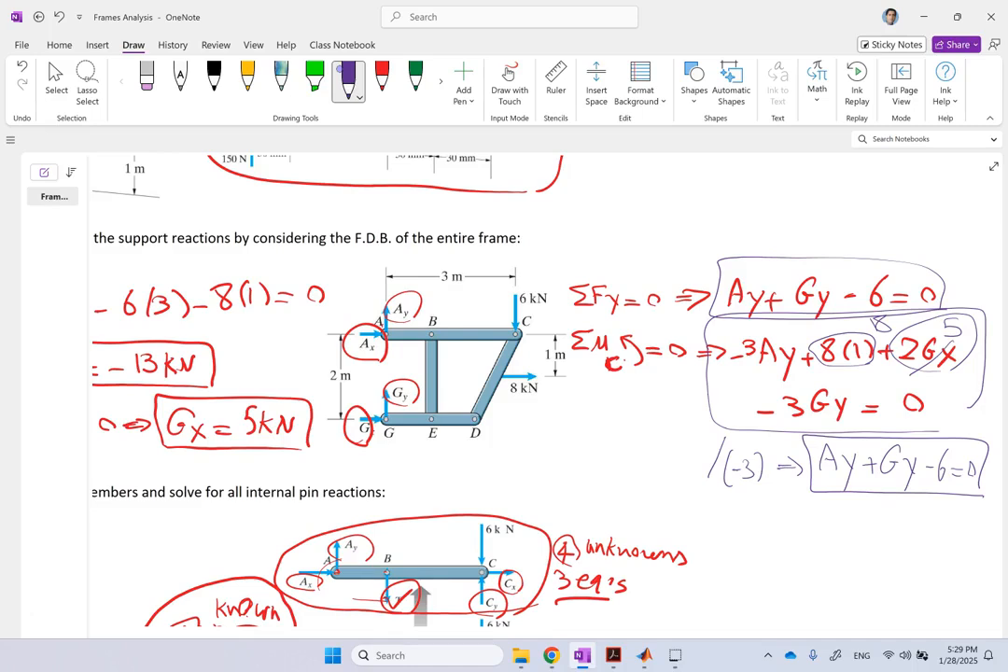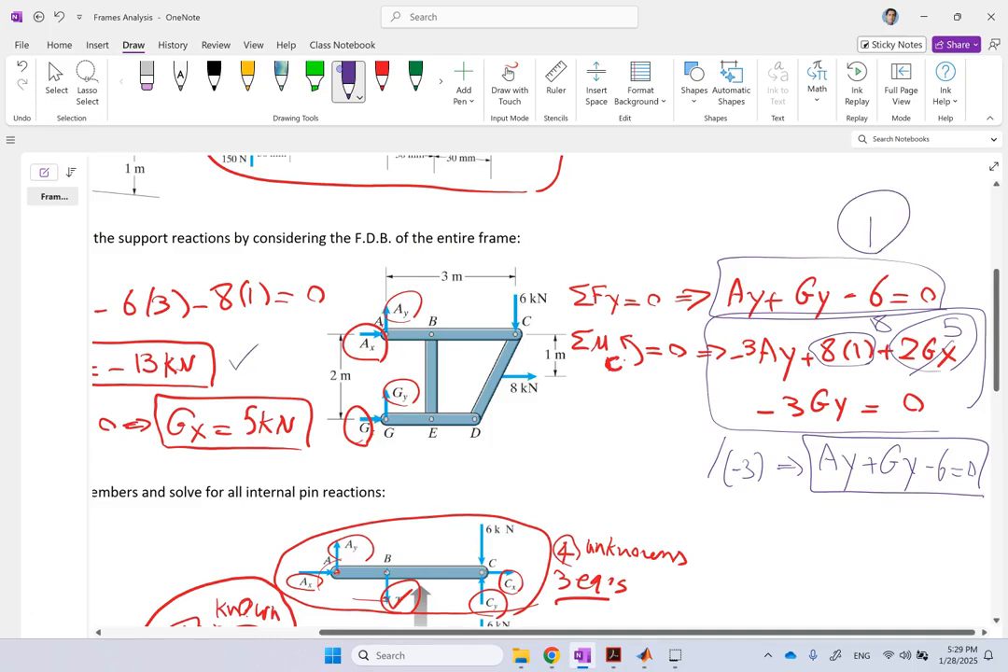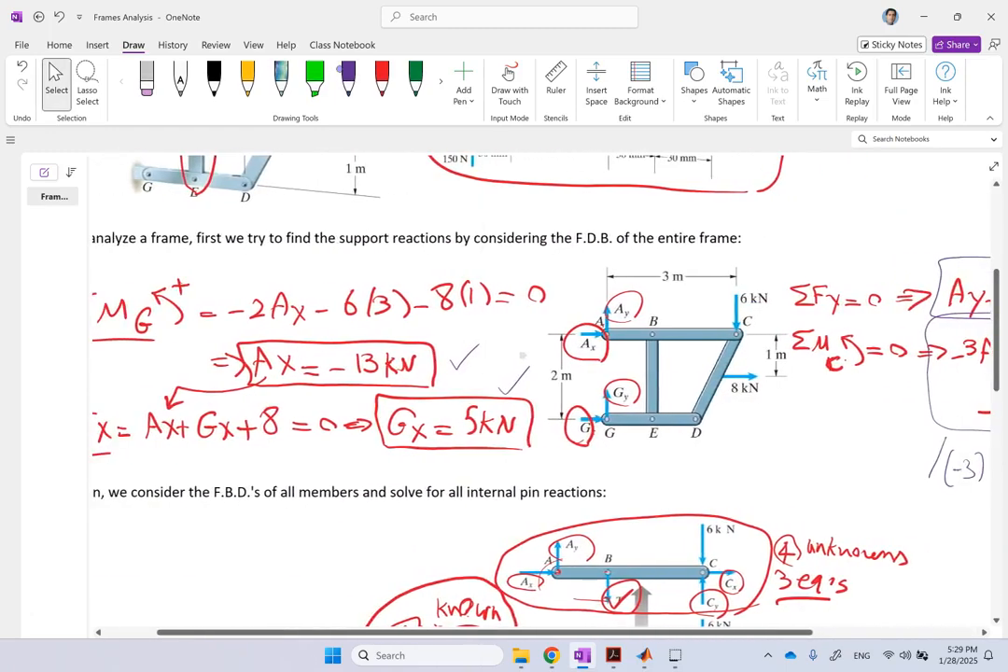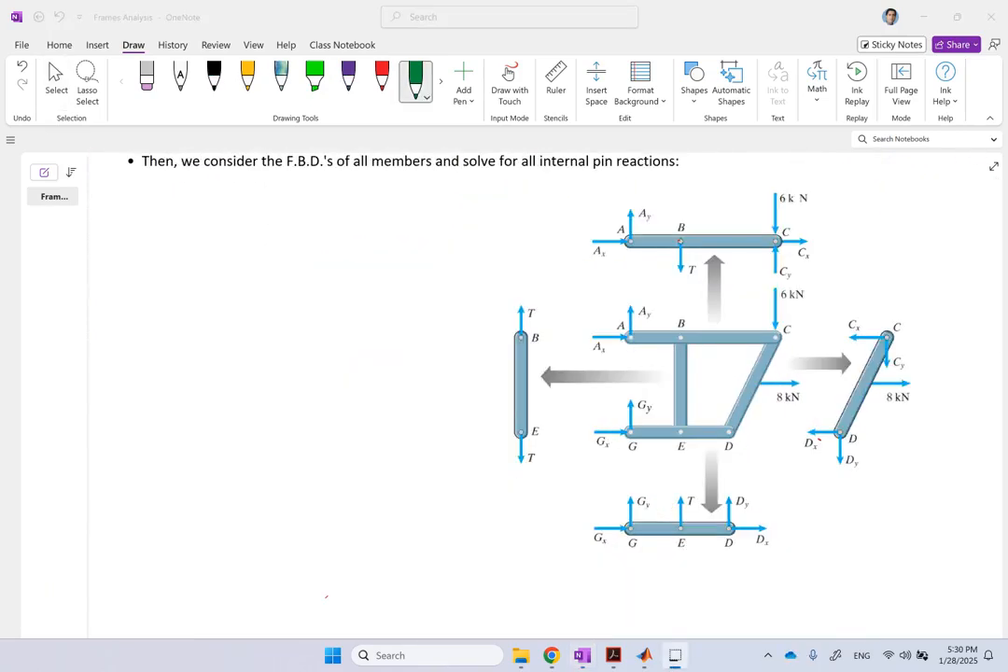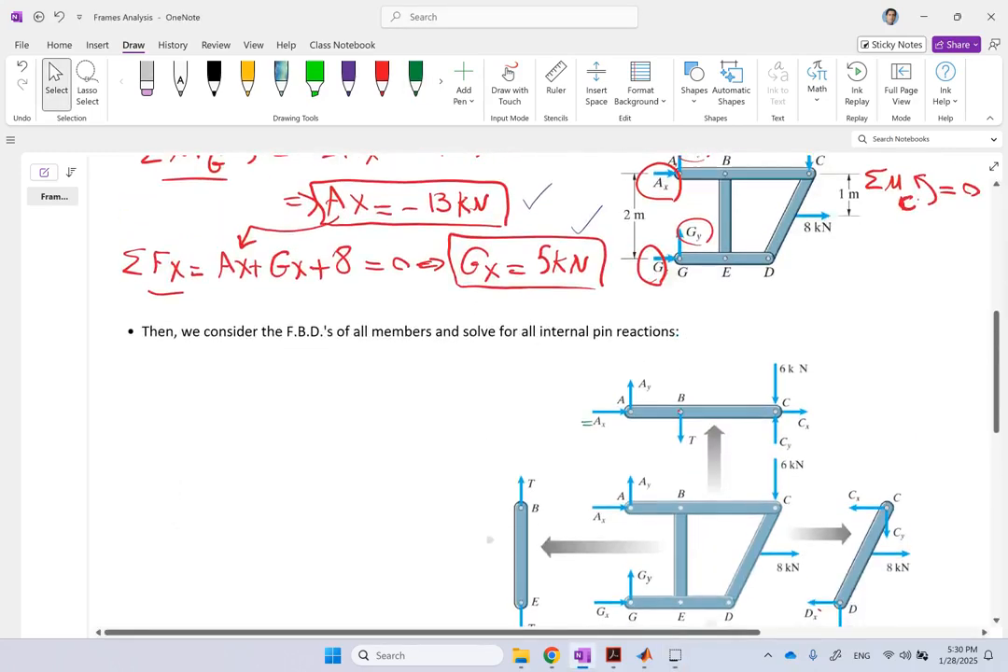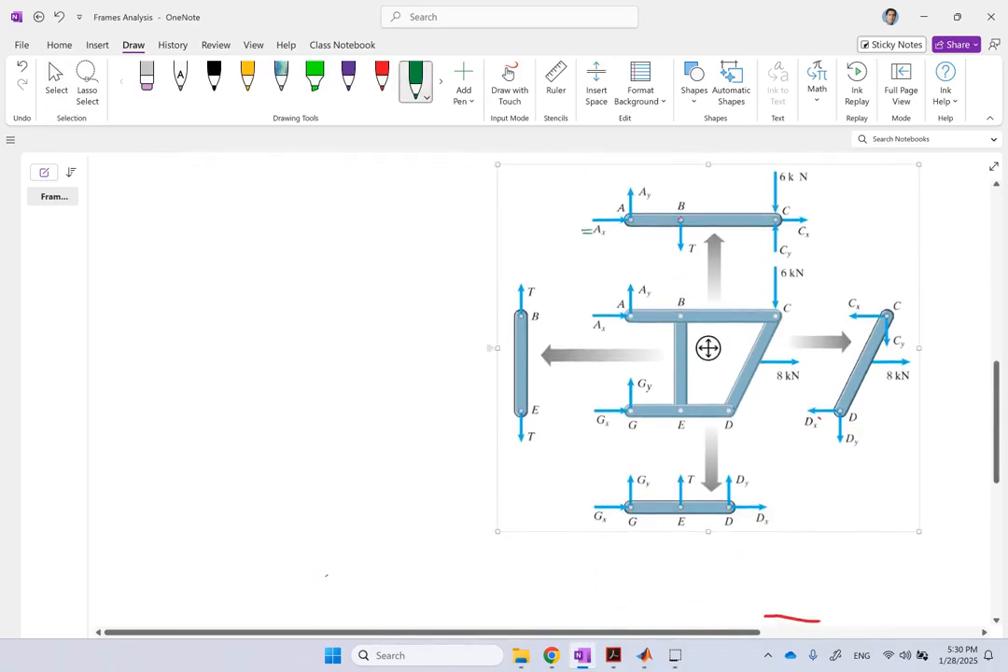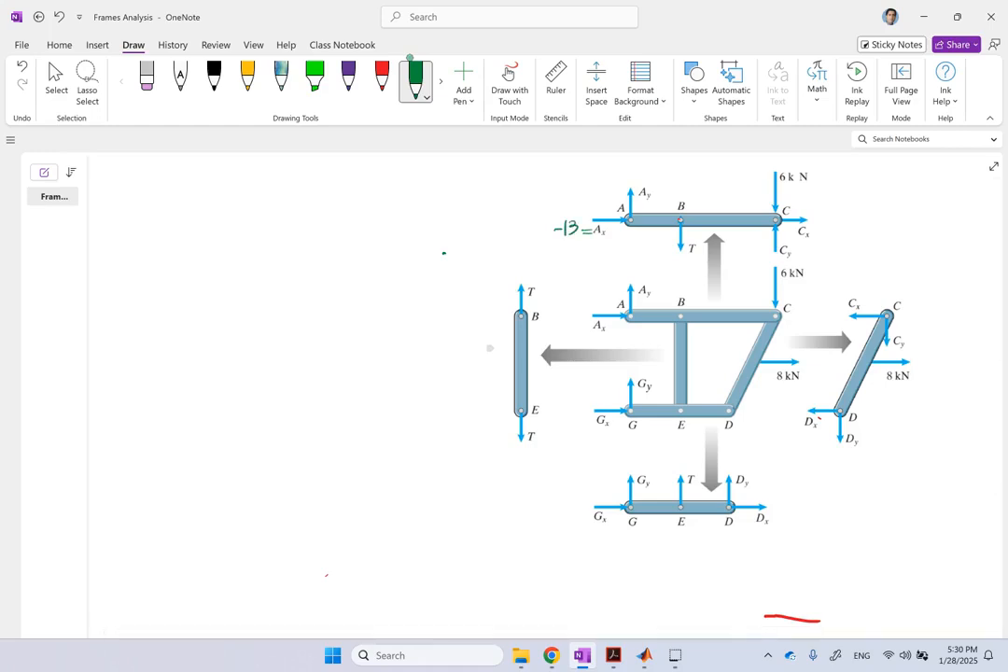Ay plus gy equals 6. So I call this equation 1. I'm going to use equation 1, and I found 2 of my unknowns. Good. So now let's go and solve the rest of them here. Pay attention that I have ax here and gx. Wherever I see ax and gx, you know I have a number for them. So this is negative 13. This one is 5. Correct? And I assume that's it. Remember, we are not using this anymore. We already used it.